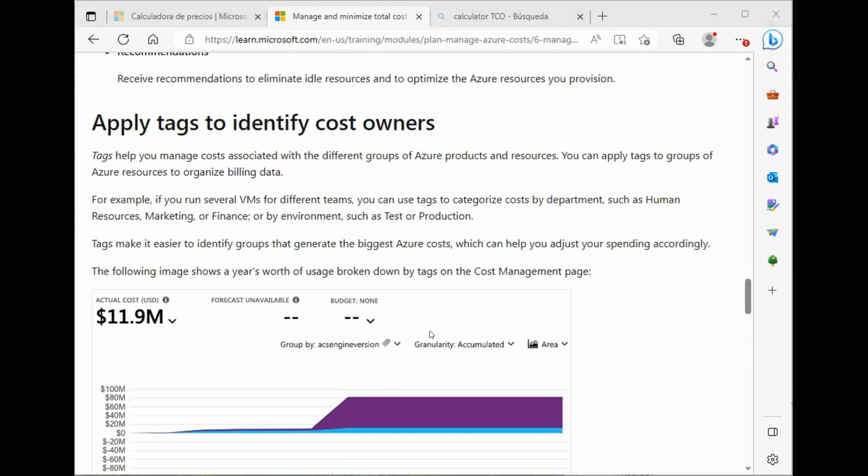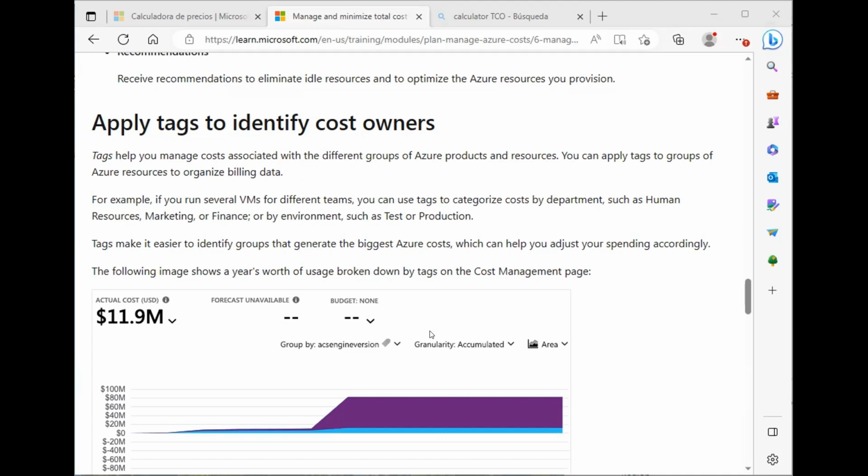Apply tags to identify cost owners. Tags help you manage costs associated with the different groups of Azure products and resources. You can apply tags to groups of Azure resources to organize billing data. For example, if you run several virtual machines for different teams, you can use tags to categorize costs by department, such as human resources, marketing, or finance, or by environment such as test or production.